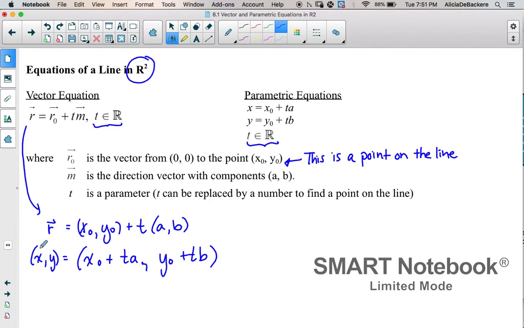We're saying that the x coordinate is equal to x naught plus ta, and that's exactly what we have here, right? So it's just the expansion of the vector equation. They're very much related. And then similarly for the y coordinate, y naught plus tb, and that's what I see up here, okay?